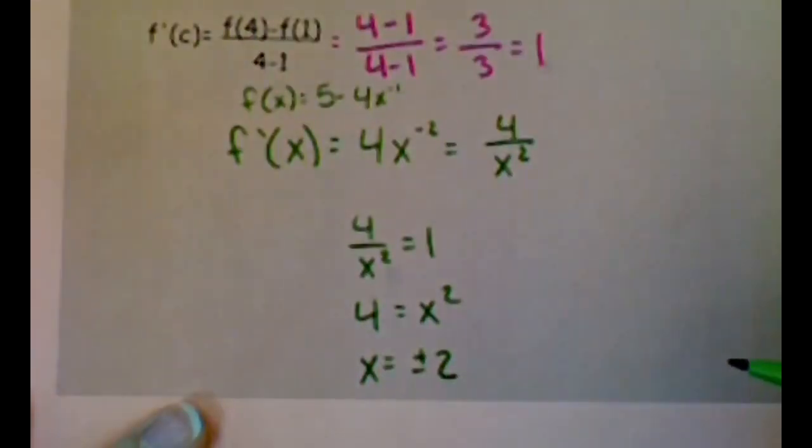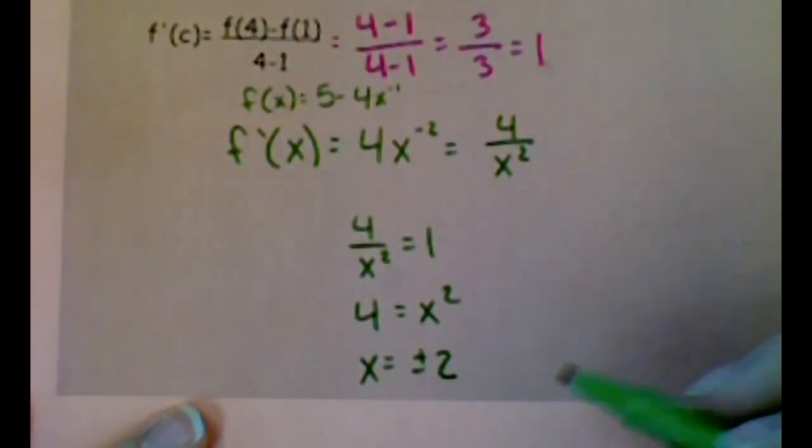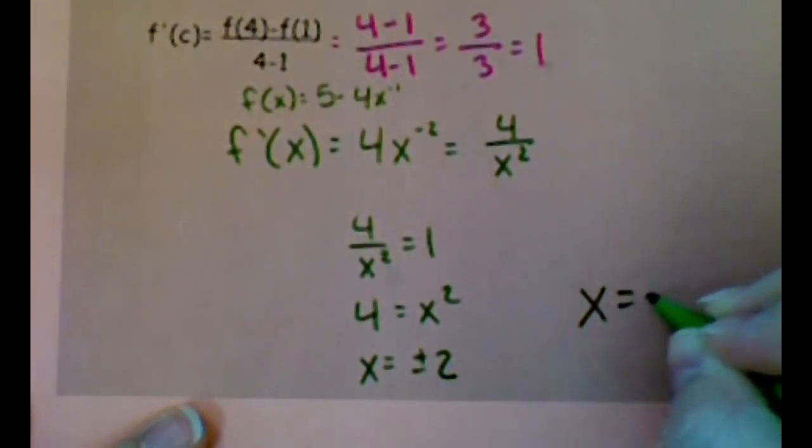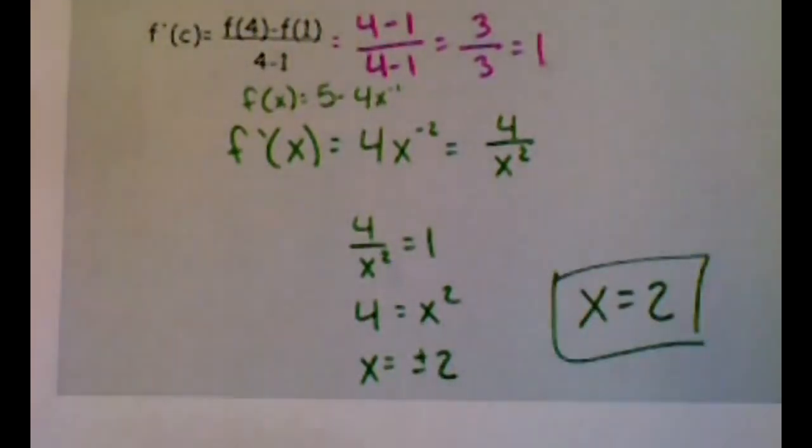That's not my answer yet, because I care about the interval 1 to 4. And only one of these answers is in that interval. Positive 2 is my answer. The only place that the instantaneous rate of change is equal to 1 on the interval 1 to 4 is at x equals 2.